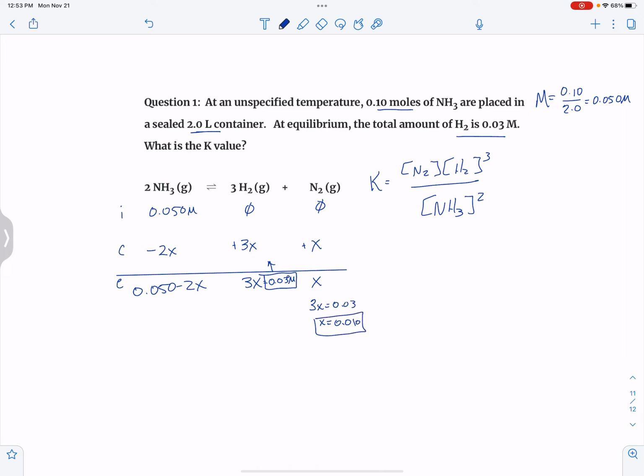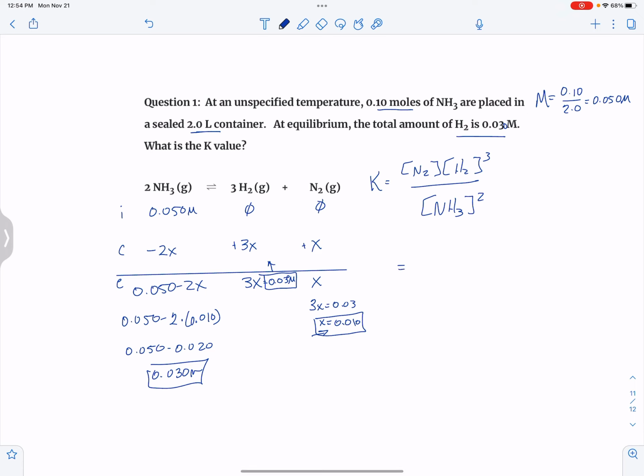I'm leaving off my extra zeros there. And then over here, that should have a 0 in that one. Your version should show it like that. And then over here, we have 0.050 minus 2 times, and since I know x, 0.010, I can say 0.050 minus 0.020, which tells me that the amount is 0.030 molarity. And that's my other equilibrium amount.